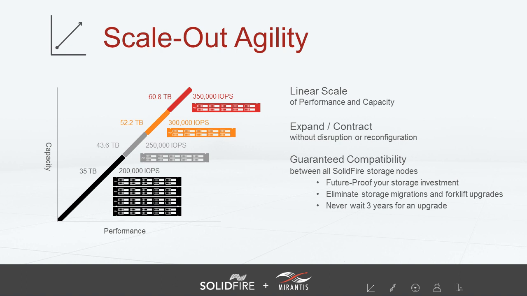As your cloud grows and things get consumed, you can non-disruptively add in the gray node, which gives you another 50,000 IOPS and 8-point-some terabytes as shown there. And then you add another node, the orange node, and you get another 50,000. This is all non-disruptive. You do this in the middle of the day. You don't take down your workloads. You don't have to take outage time, service time.